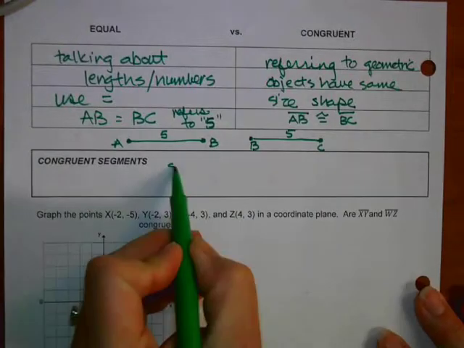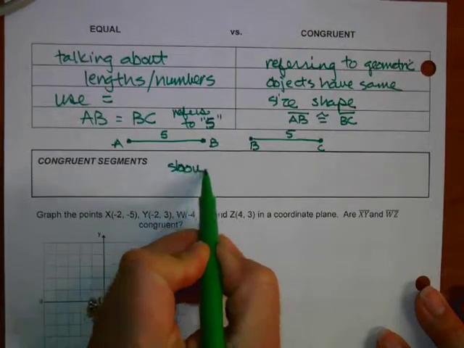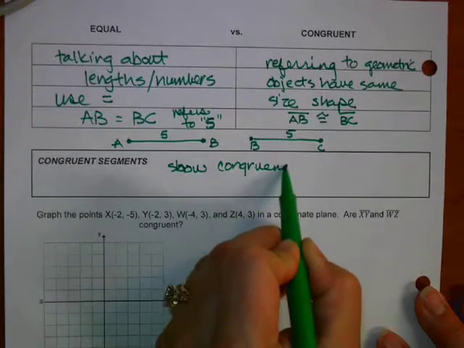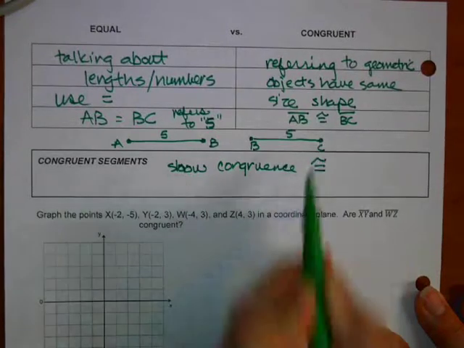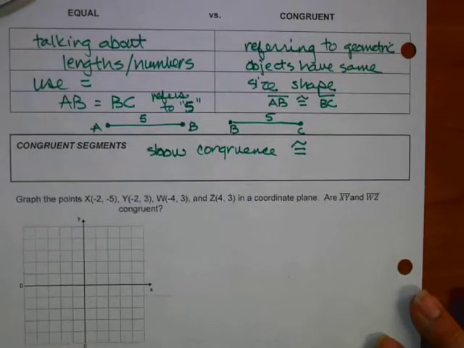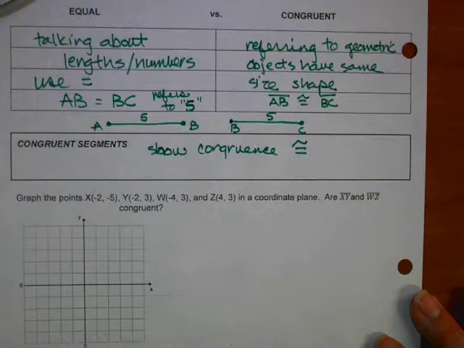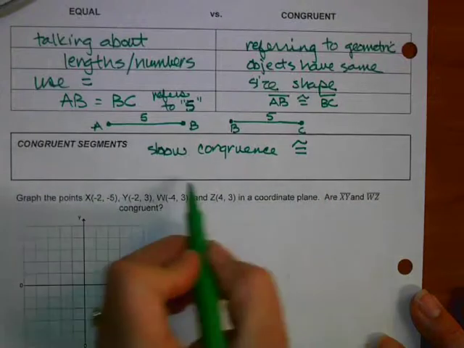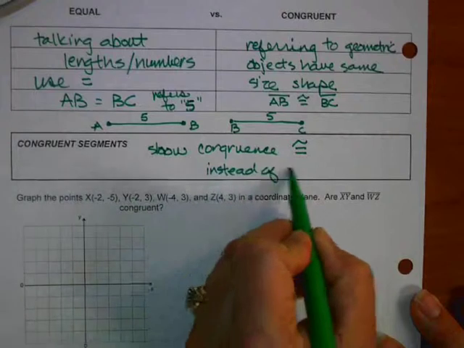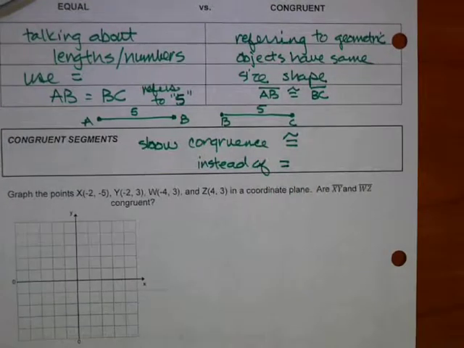So for congruent segments, you just show congruence. Have you seen this symbol before? That's congruence. It's an equal sign with a squiggly on top. You show congruence by using this instead of equal. So congruence is with the squiggly. You're saying that triangle is congruent to that triangle.